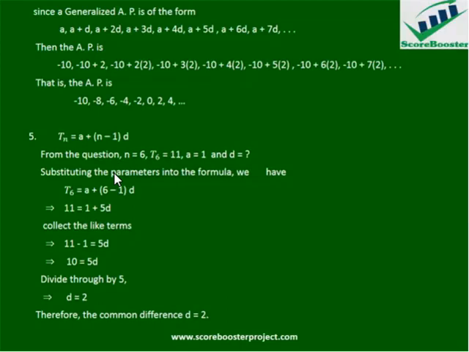So substituting these parameters into the formula of the nth term, we have T6 equals A plus 6 minus 1 into D. The value for T6 is 11, equals the value for the first term, 1, plus 6 minus 1, which is 5. 5 multiplied by D will give 5D.